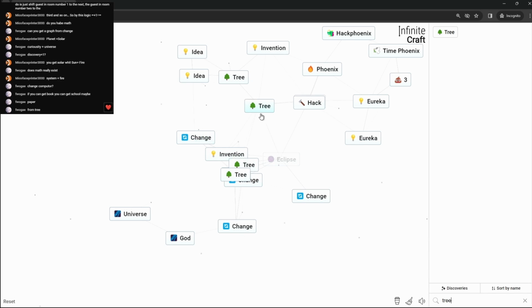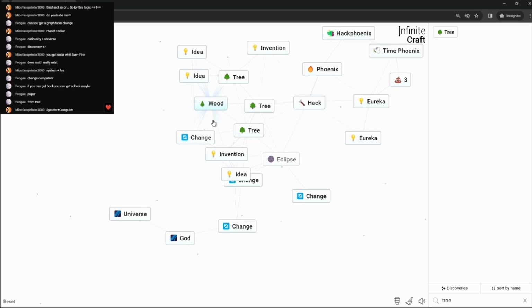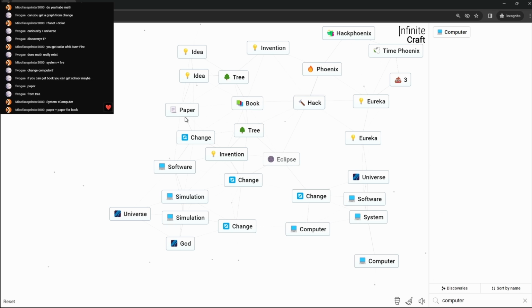That was cool. Okay, so getting paper from tree, maybe change. Gives us wood. Paper! Let's go! Paper plus paper for book. Paper plus tree also worked. Two books make a bookshelf. Two bookshelves make a library. Knowledge and idea gives us invention. Invention plus book. Book plus idea. Author. Author plus human. What was the idea earlier?